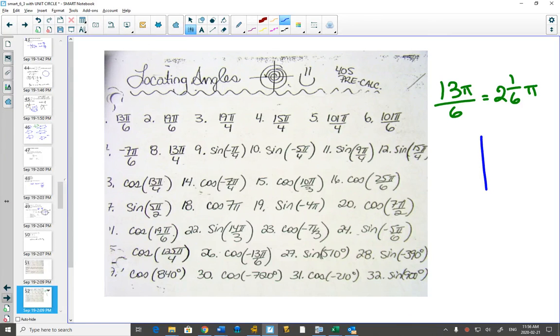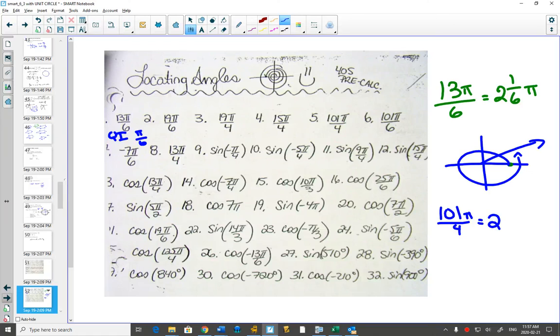If I think about my unit circle, starting here, this would be 1 pi, 2 pi, and 1/6 more is less than half. It's going to end in quadrant 1. So I know that the first one is in quadrant 1, and it's coterminal with pi over 6. Let's do number 5, just because it's a bigger number. 101 pi over 4. How many 4s go into 101? 25 of them would make 100, and you would have 1 left over.